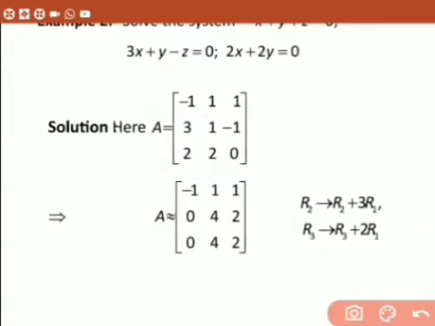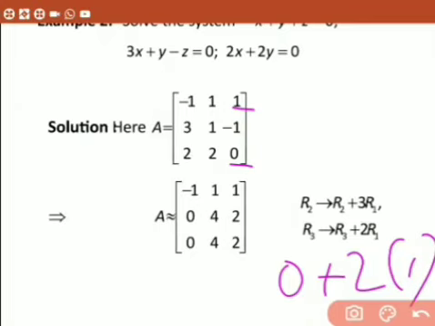Similarly, the last element here, this one and this one, you have to use here. That is R3 is 0 plus 2 times R1, R1 is 1. That is 0 plus 2 is equal to 2. Like this we get the equivalent matrix of A after these row operations.